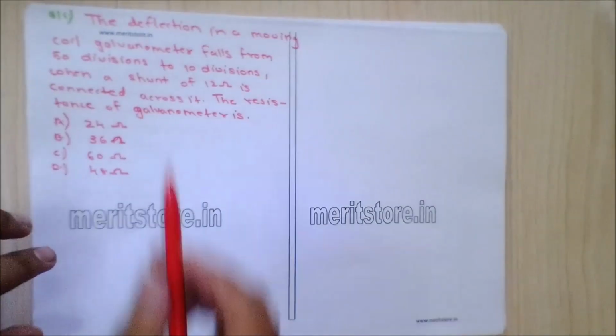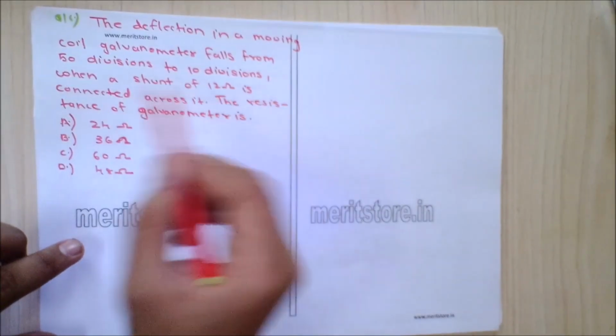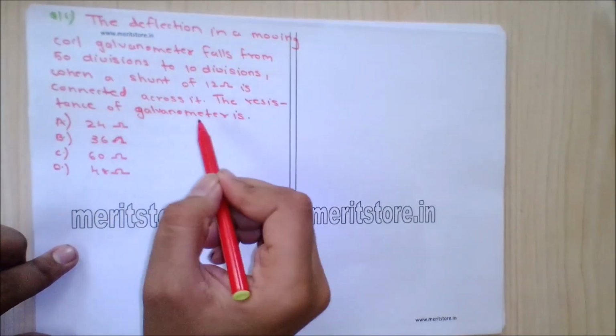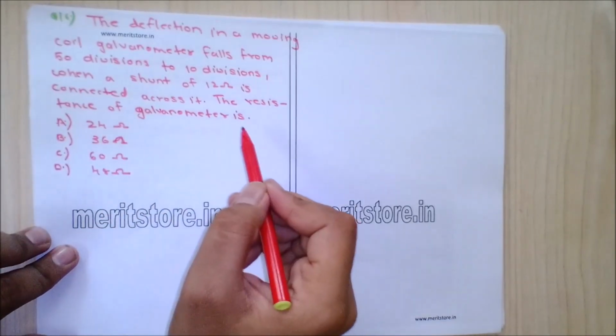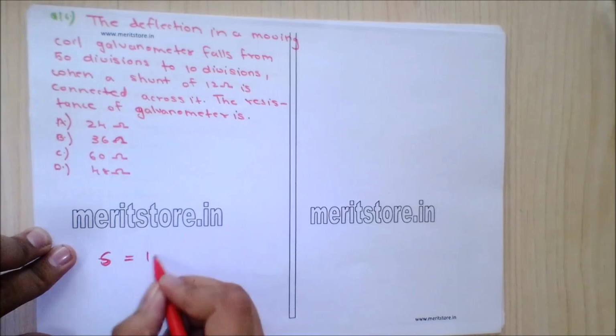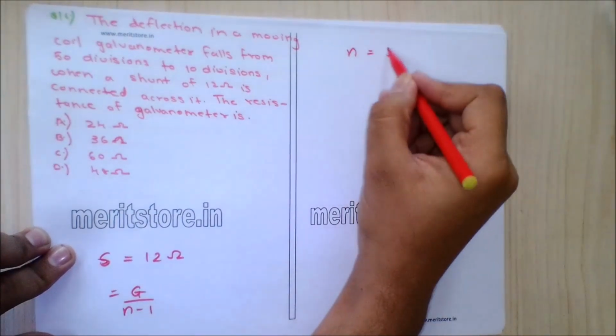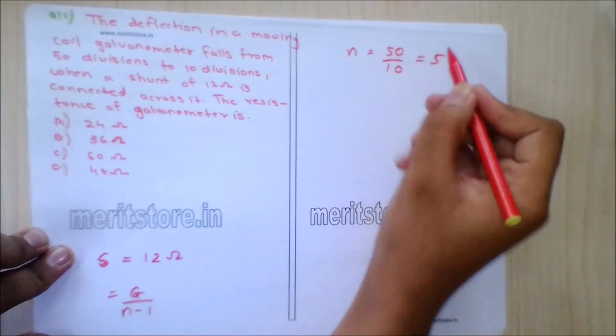Question number 16. The deflection in a moving coil galvanometer falls from 50 divisions to 10 divisions when a shunt of 12 ohm is connected across it. The resistance of galvanometer is. So now S is equal to 12 ohm shunt, which is equal to G upon N minus 1. So N is equal to 50 upon 10, which is equal to 5.